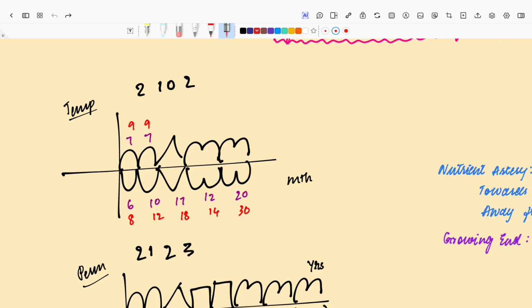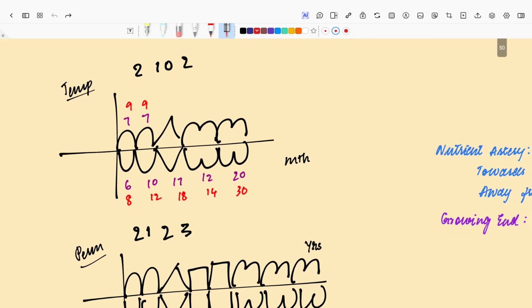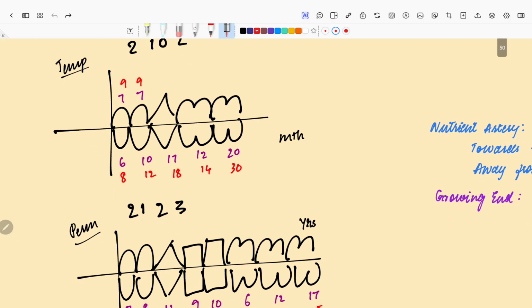Okay, firstly we'll start with dentition. We know we all have a set of temporary teeth and a set of permanent teeth. Temporary 2102, permanent 2123. So we'll see when each of these teeth appears. What you see here is the two incisors, the canine, the two molars. This is the upper set of jaw, this is the lower set of jaw.